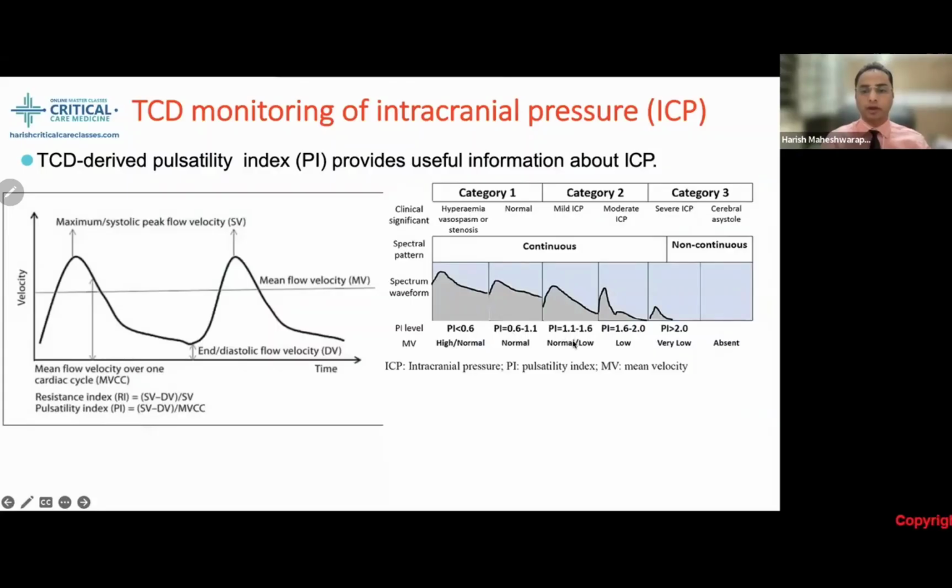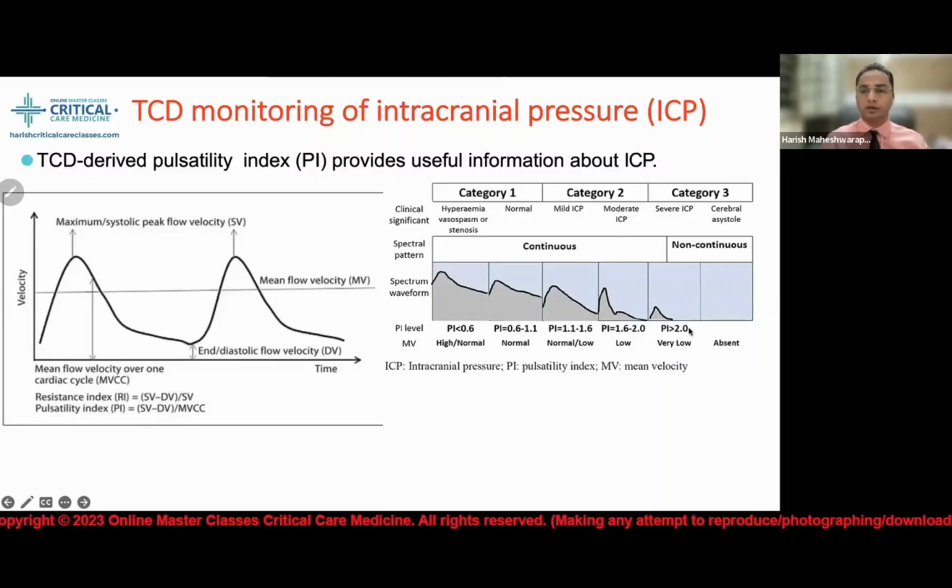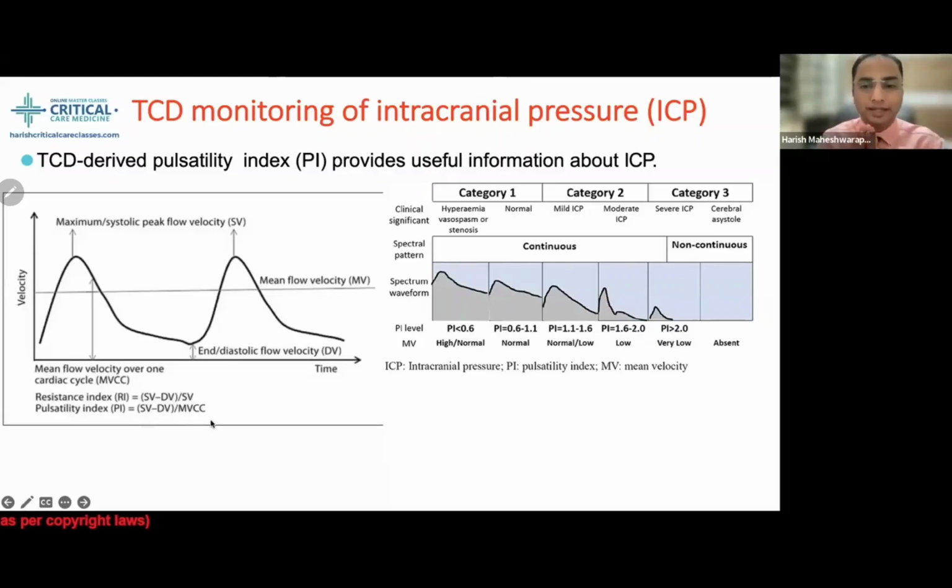If it is more than 1.1, somewhere between 1.1 to 1.6, there is a mild intracranial pressure rise. 1.6 to 2, moderate intracranial pressure. Severe raised ICP if the pulsatility index is more than 2.0. As I already told, it is the systolic velocity minus the diastolic velocity divided by the mean flow velocity, that is the pulsatility index. So this is the peak systole, this is the mean velocity, this is the diastolic flow velocity.